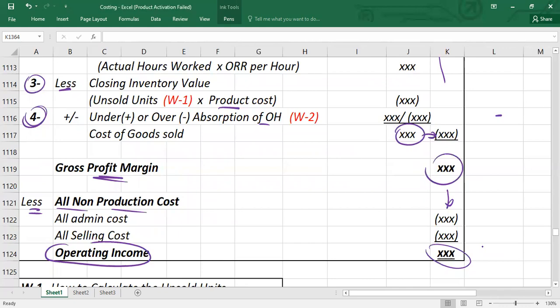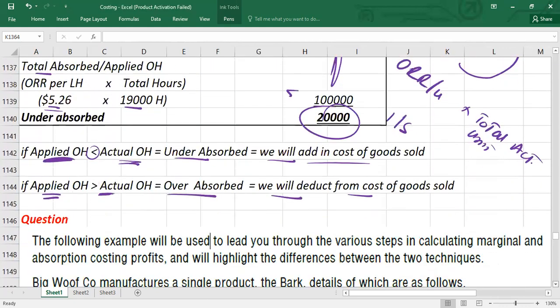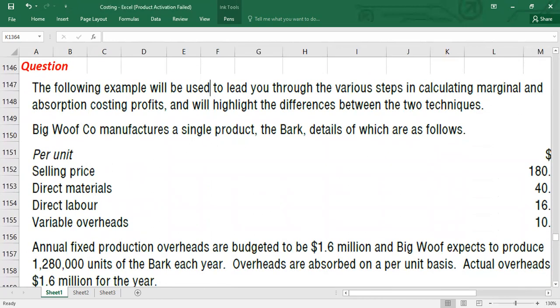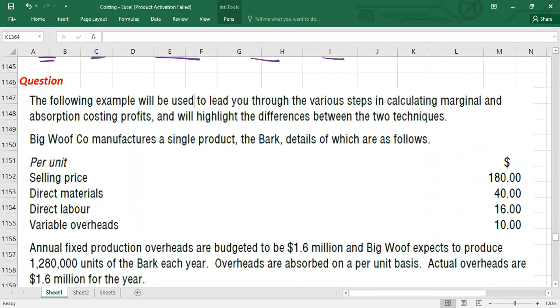Okay, guys, so now let's have a look. Let's practice with the help of a question. So guys, here we have a question to practice. Let's read the question first, and then we will apply it, and I will show you a step-by-step calculation now, because previously we just discussed the format.